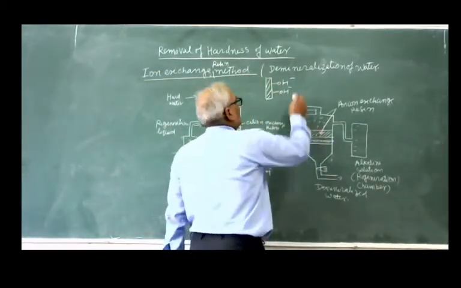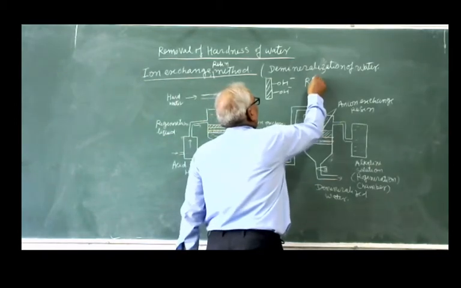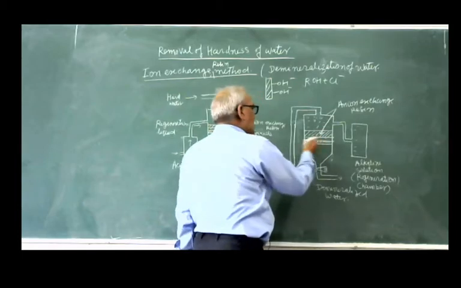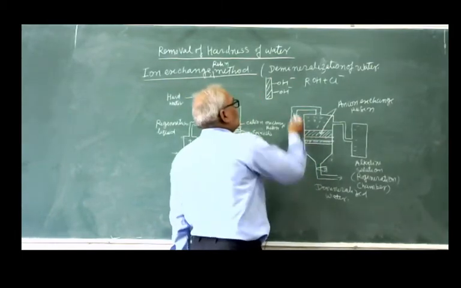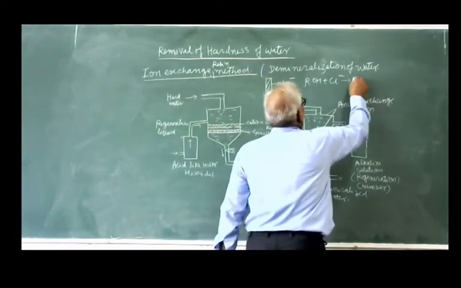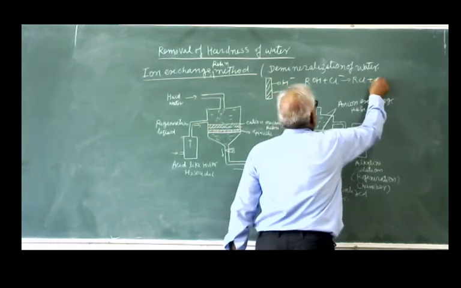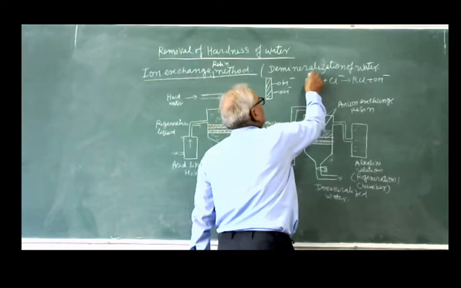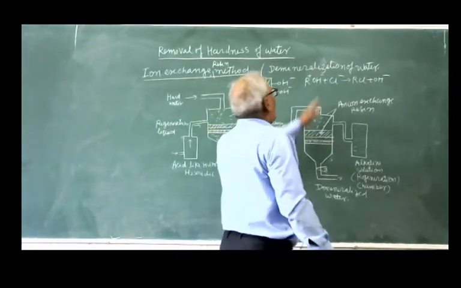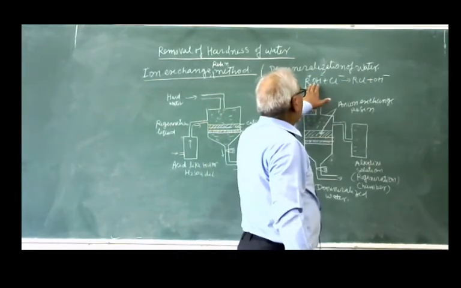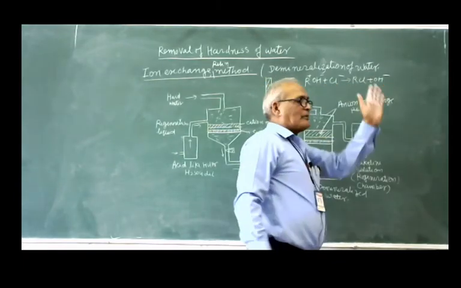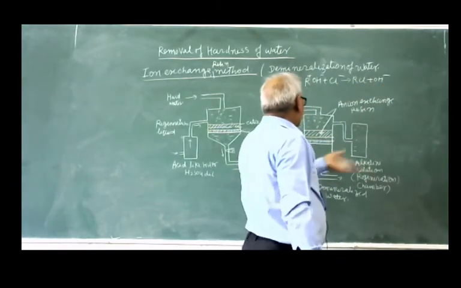This resin is ROH. Chloride ion, the Cl here, is present in this one. So what will happen? You will get RCl and OH minus, the hydroxyl ion. This is the positive, this is the negative. The hydroxyl ion, a negative ion, is replaced by the chloride. We get RCl, and OH minus goes to the water.